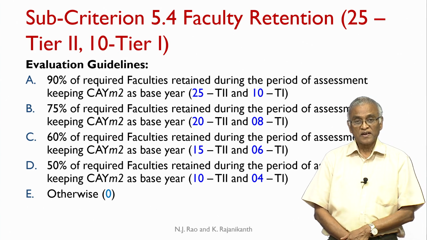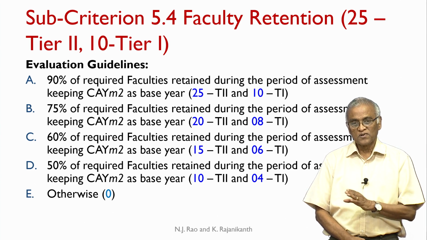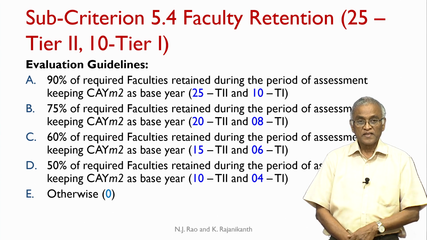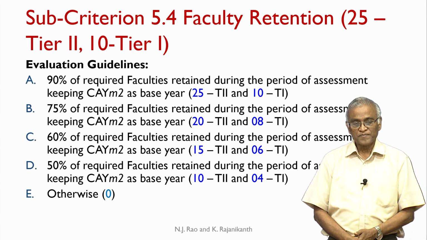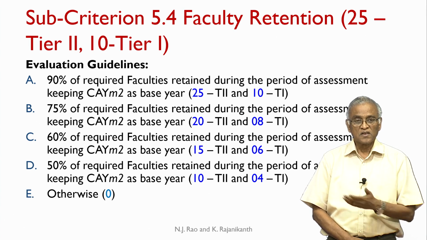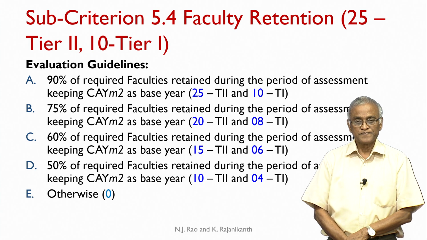If 50% of required faculty are retained, then you get 10 marks for tier 2 and only 4 for tier 1. That means if less than 50% of the faculty are getting retained, that means you have a continuous inflow and outflow of faculty, then you get 0 marks.